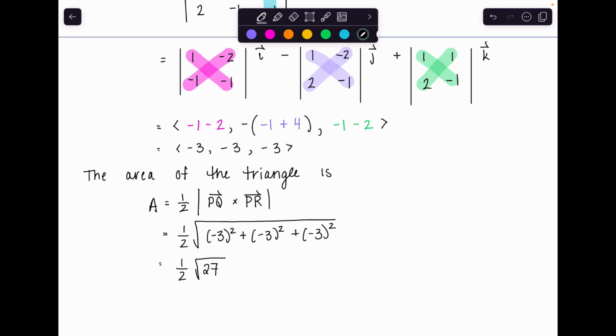Which, yes, you can simplify. You can write it as 9 times 3 and simplify the square root. But I personally don't care if you do that. And then your homework isn't going to typically care. If it does, let me know.